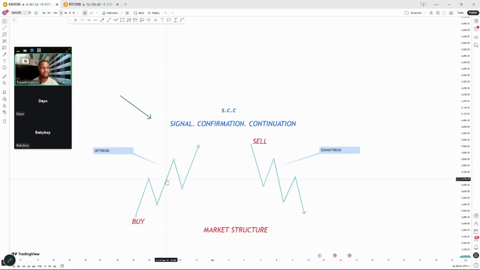Now, when you get the confirmation, the continuation, this continuation is going to be your entry, right? So this continuation is going to serve as your entry when you enter the market. This is the last thing you are going to be doing. You're going to be going through 3 steps. So those 3 steps are: number 1, the signal; number 2, the confirmation; and number 3, the continuation.